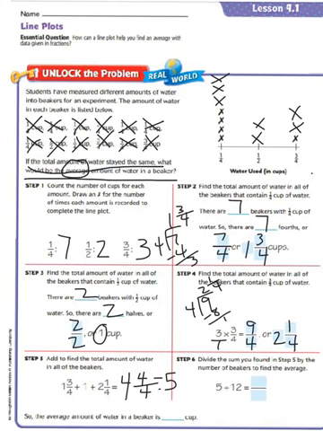So our last step then is to divide the sum you found in step 5 by the number of beakers to find the average. Well, our answer in step 5 was 5, which is where this one comes in. And then we have 1, 2, 3, 4, 5, 6, 7, 8, 9, 10, 11, 12. So it's going to be 5 divided by 12, which is going to equal 5/12.